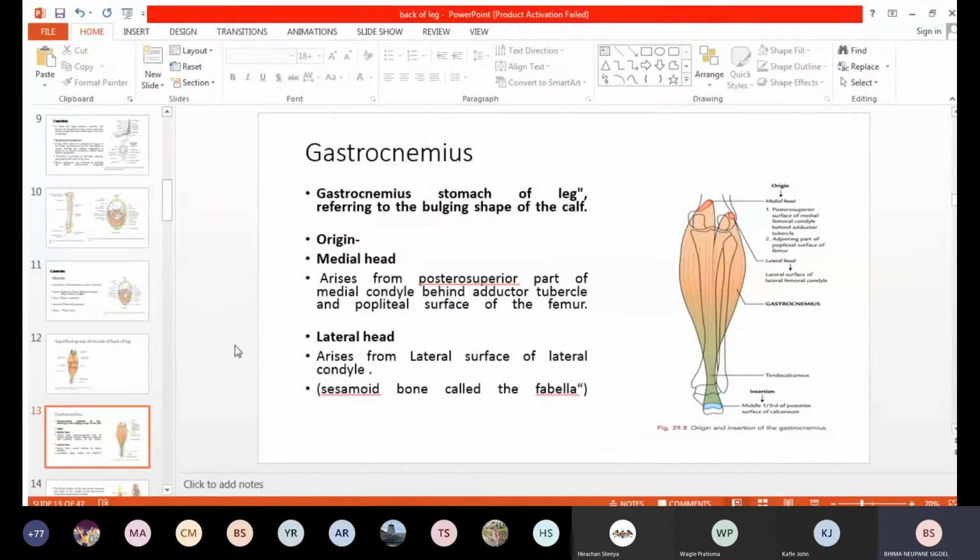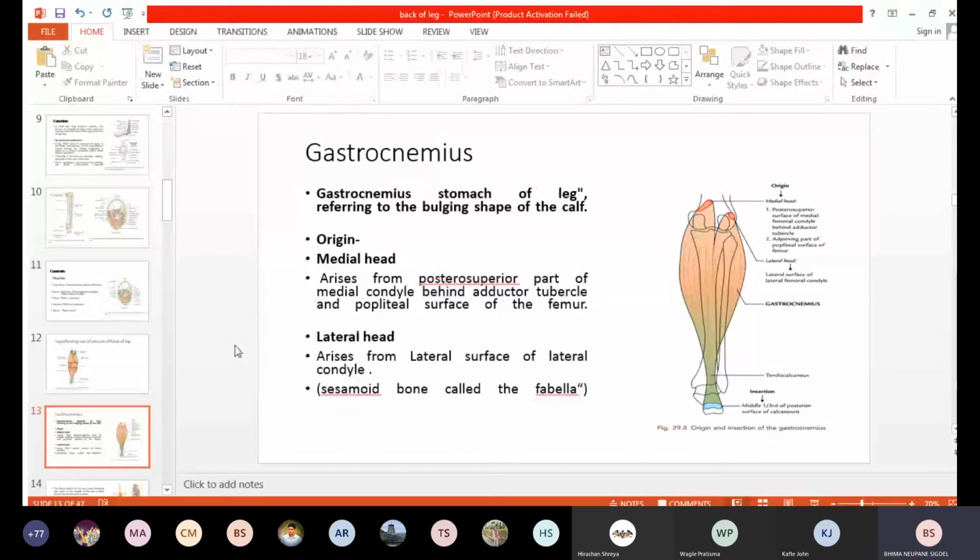One more point you have to remember here. In the tendon of the lateral head of the gastrocnemius, there is one bone, a sesamoid bone, that grows in the lateral head of the gastrocnemius. The name of that sesamoid bone is the fabella. You have to remember this point for the MCQ: the sesamoid bone that grows in the lateral head of the gastrocnemius is known as the fabella.